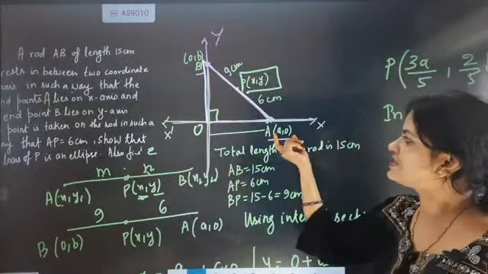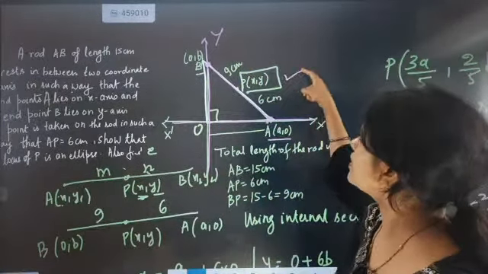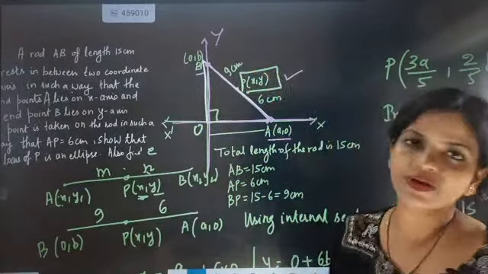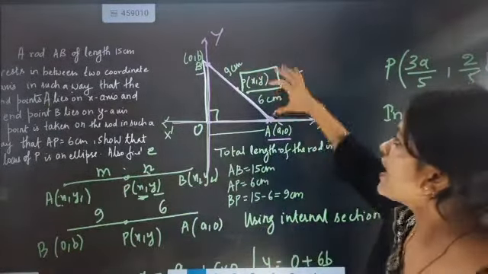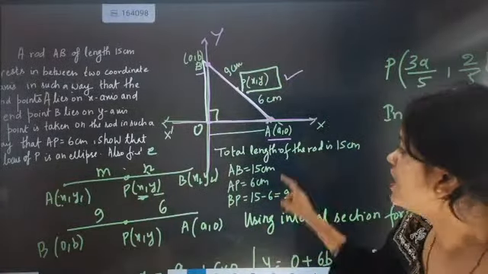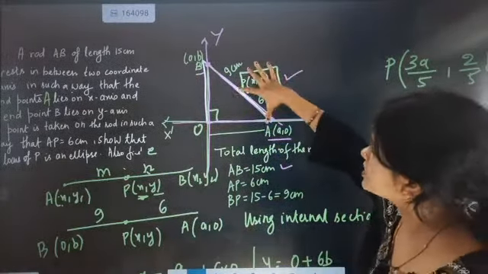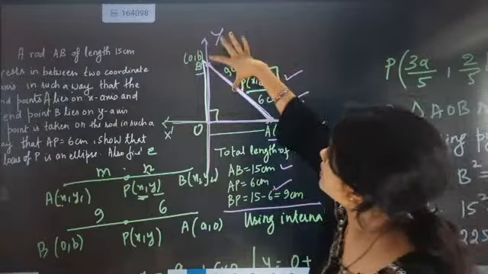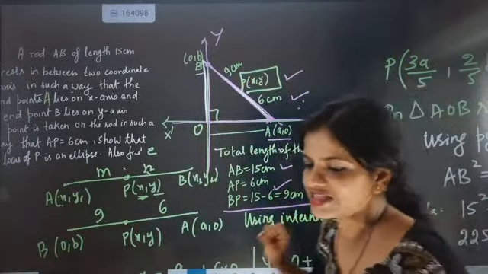So we have considered this length as (a, 0) and this length as (0, b). Now this arbitrary point P is taken. Now they are telling that this length is 6 centimeter, but we know that the total length of the rod AB is 15 centimeter. If this one is taken as 6 centimeter, then what will be BP? BP will be the total length 15 minus 6, so it will come as 9 centimeter.